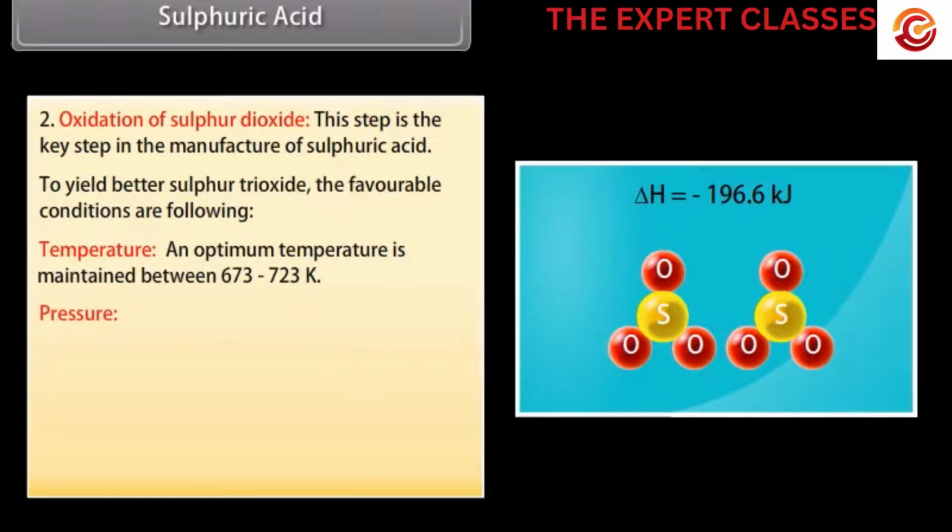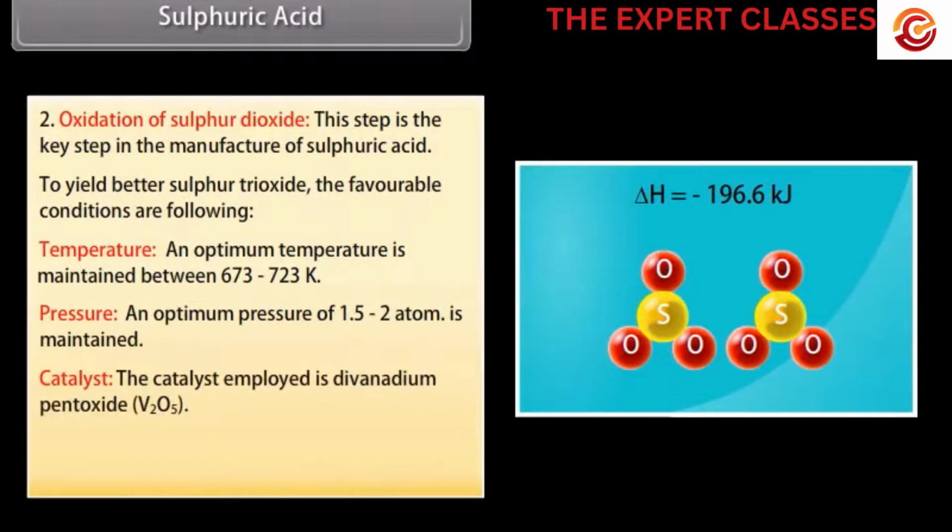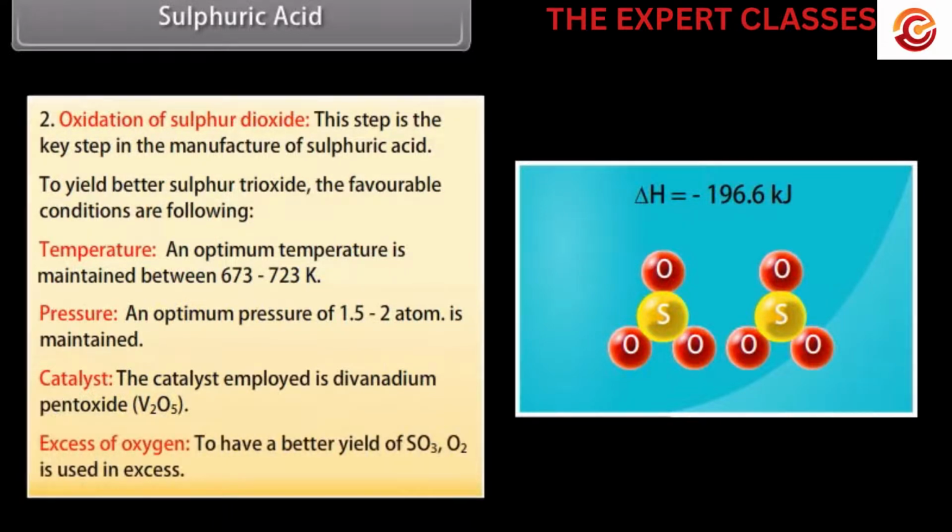Pressure. A high pressure favors the process. An optimum pressure of 1.5 to 2 atm is maintained. Catalyst. At such a low temperature, the reaction is slow. The catalyst employed is divanadium pentoxide, V2O5. Excess of oxygen. To have a better yield of SO3, O2 is used in excess.